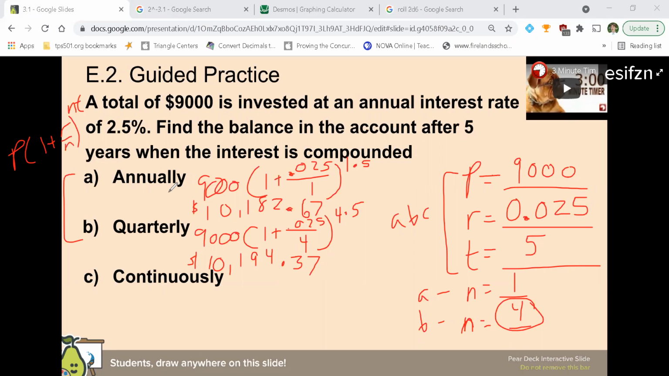All right, if you did it continuously, that's a different formula. Continuously is Appert. So then it would be 9,000 e to the 0.025 times 5, which is $10,198.37. So if you compare annually to continuously, you make actually $16 more.